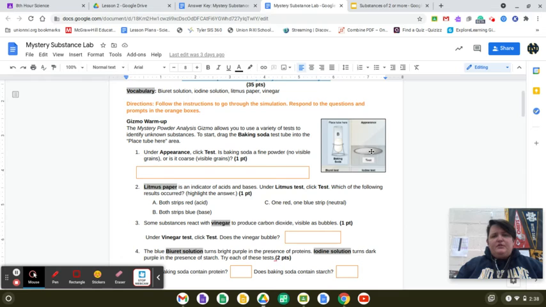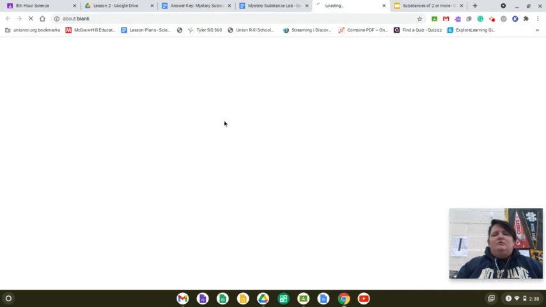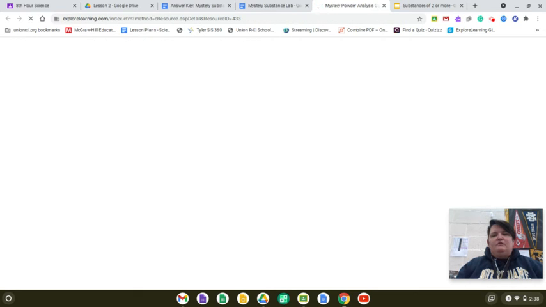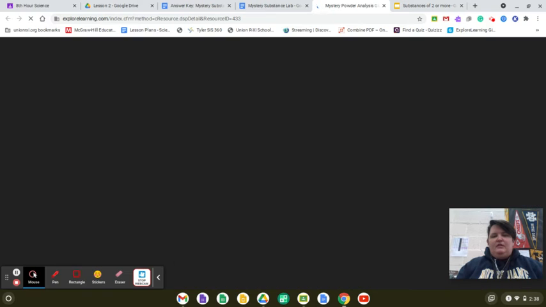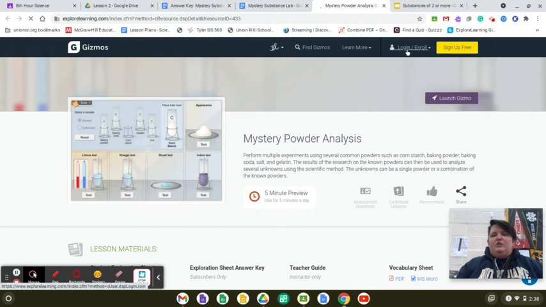First thing you're going to do is launch the mystery lab right here. When you do, it is going to bring you to the Gizmos webpage, and you are going to want to log in. Don't just click launch browser or launch Gizmo. Make sure you log in, and then you're going to collect the data on there. If you have questions on that, email either Miss Mills or myself, and we'll talk to you through that part.